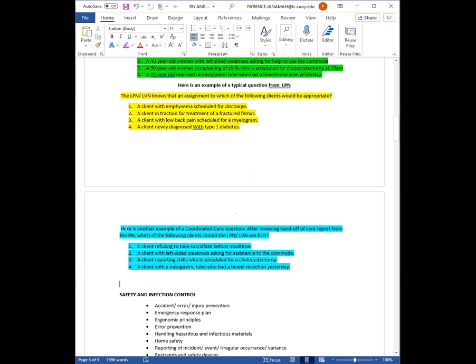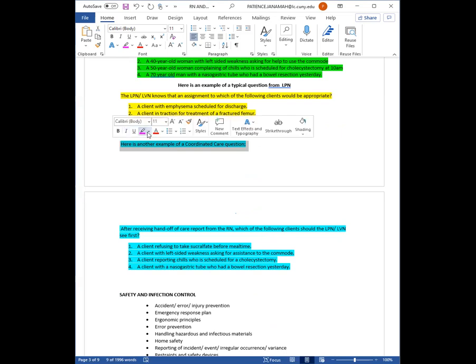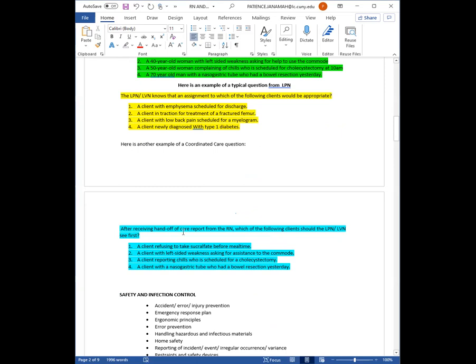Here is another example. So take the example out. This is where your questions start from. After receiving handoff care report from the RN, which of the following clients should the LPN see first? Which of these patients will you see first? So look at the patients. The LVN knows that an assignment to which of the following clients will be appropriate.